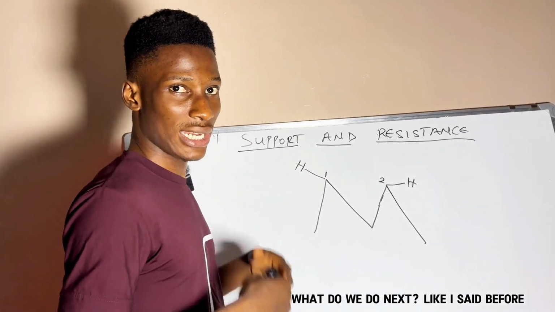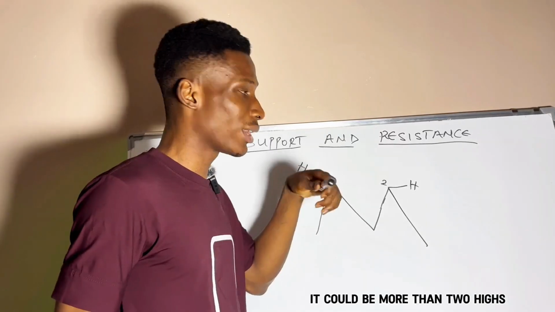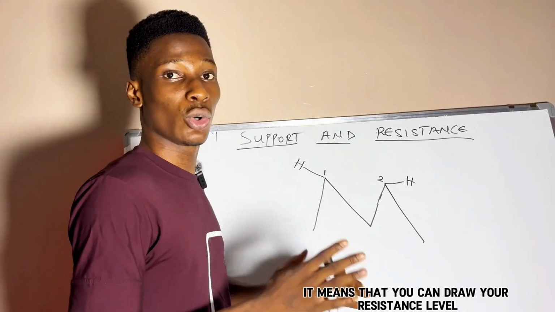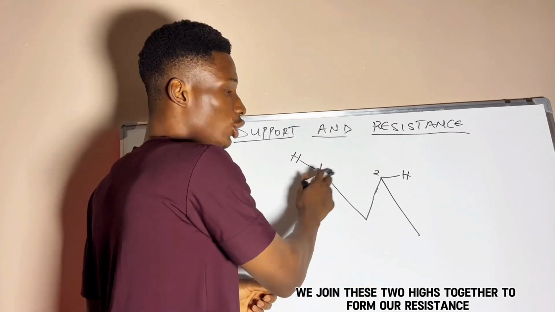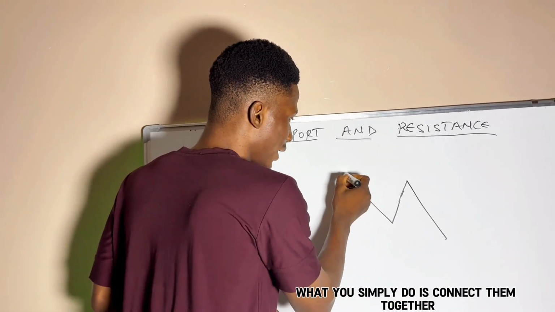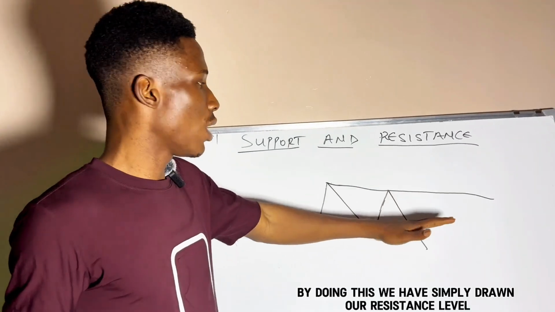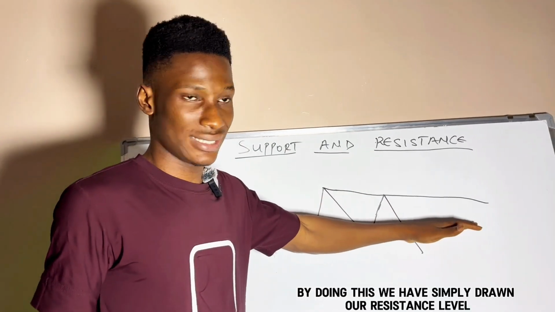What do we do next? Like I said before, when you have a minimum of 2 highs, could be more than 2 highs, it means that you can draw your resistance level. We join these 2 highs together to form our resistance. What you simply do is connect them together. By doing this, we have simply drawn our resistance level.